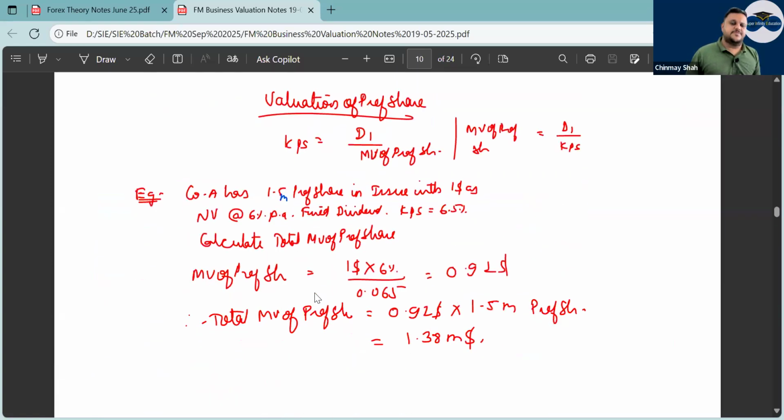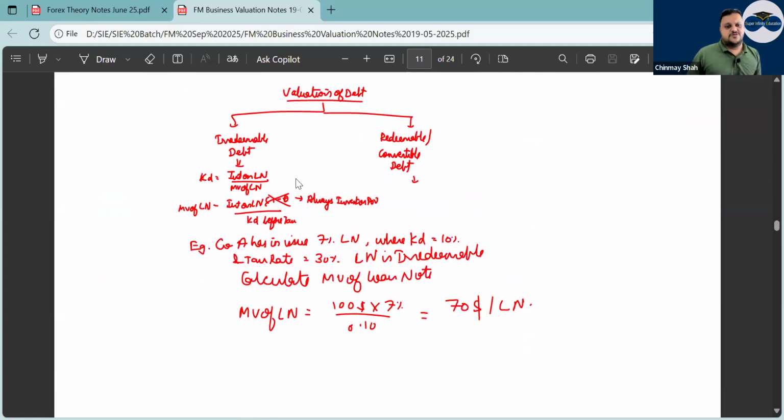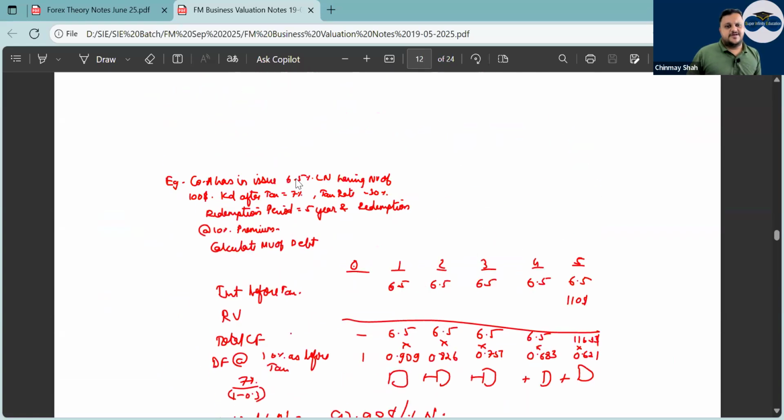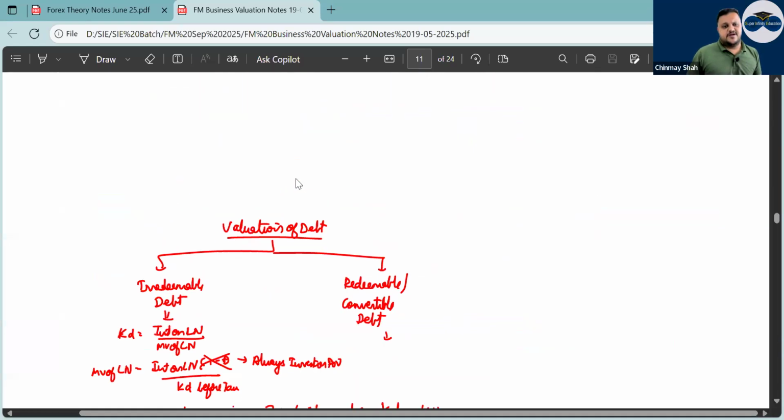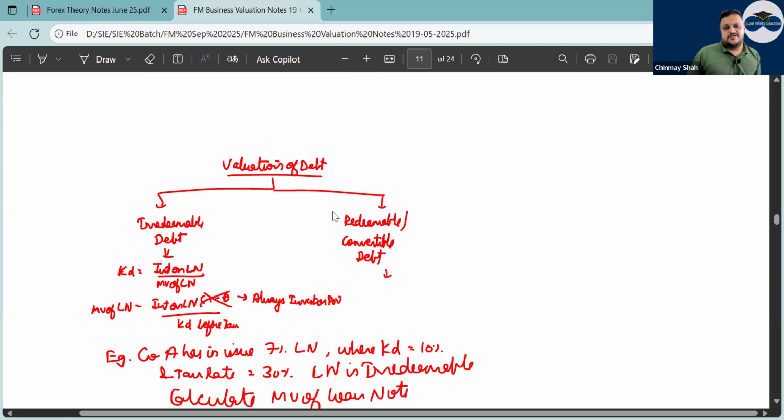The valuation of preference share, right? You have the market value of preference share. You use the formula KPS is equal to D1 upon market value. Right? Market value is D1 upon KPS. Valuation of debt also. Now for valuation of debt, for irredeemable debt, what is the value? KD is equal to interest on loan note divided by market value of loan note. Generally, from the investor point of view, whenever you do the valuation, you will never consider what? Tax rate, right? So you take KD before tax, and you will also take interest on loan note before tax, correct or not?